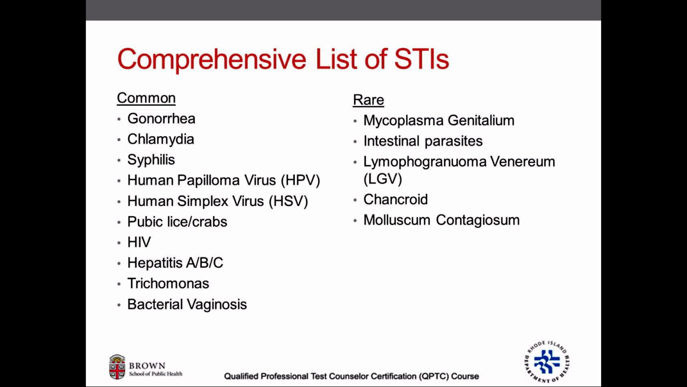What is the epidemiology of common STIs? So here's a comprehensive list of all the STIs that we currently know of. You can see HIV, gonorrhea, chlamydia, syphilis, HPV, human papillomavirus, herpes simplex virus, HSV, pubic lice, crabs, hepatitis A, B, and C, although hepatitis C is less commonly transmitted through sex, and you'll hear more about that in another lecture. Trichomonas, bacterial vaginosis, and then there's a number of other rare STIs, but ones that we occasionally see.